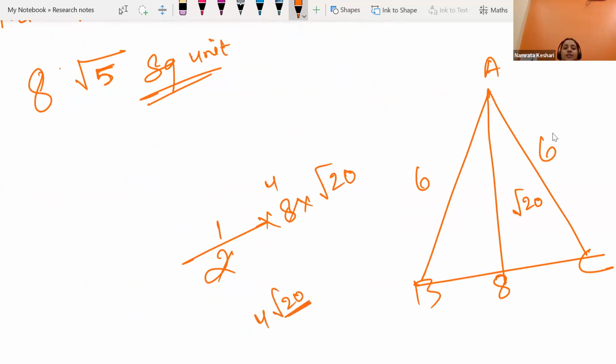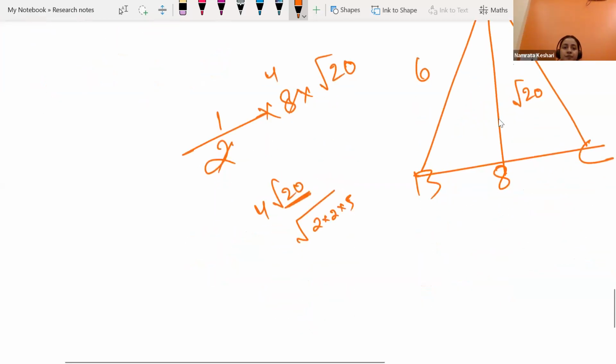Root 20, what does it mean? Can we factorize it? Yes, we can do so. We can write 20 as 2 into 2 into 5. Yes or no? Yes, ma'am. And 4 will still remain outside. Now 2 is in pair. Can we take it out? Yes, ma'am. It will be 8 root 5. Yes, ma'am.